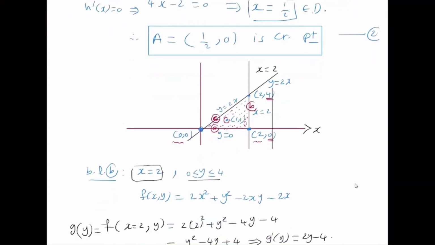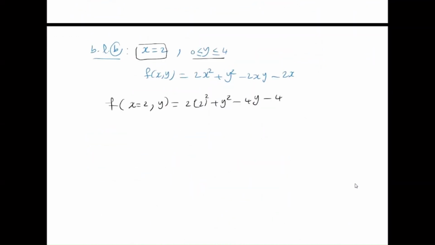We take the function again. Boundary line B has the equation x equals 2, and y varies from 0 to 4. What do we do? Here is the original function. Substitute for x equals 2. Put x equals 2 instead of x. Plug in x equals 2.